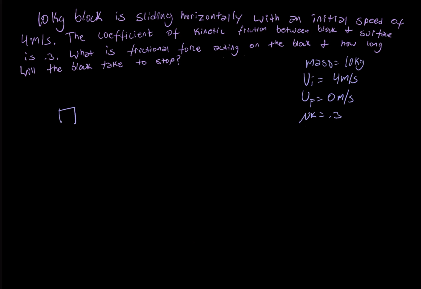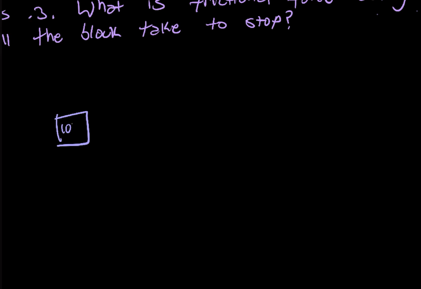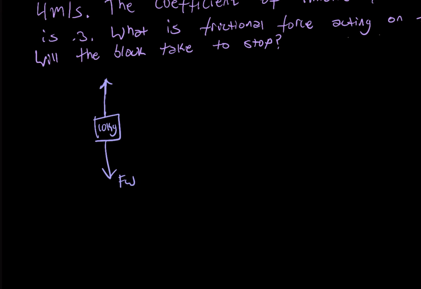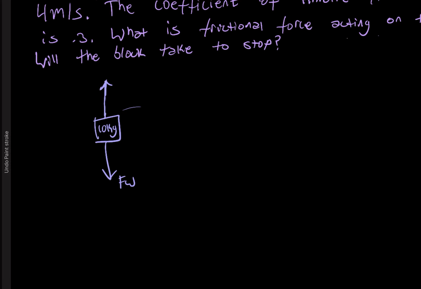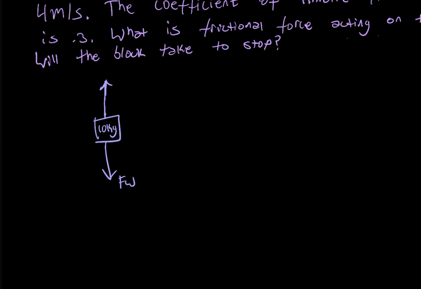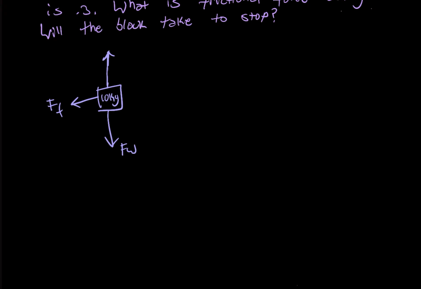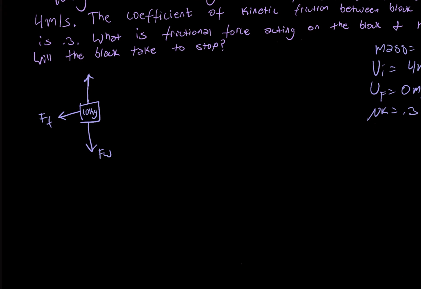And let's draw a free body diagram. So here's our block. It's 10 kilograms. We have a normal force acting up on the block. And then we have the weight force that's acting down. And there's no force moving it along other than its initial velocity. But the only thing that's really acting on it in terms of acceleration is the force of friction. What is the frictional force acting on the block?